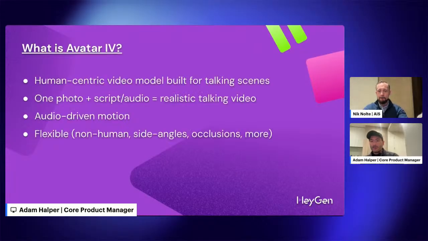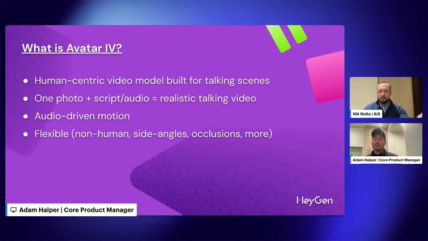So what is Avatar 4? Avatar 4 is a video generation model that we at HeyGen developed in-house, specifically designed for human-centric talking scenes. And really, I would say talking scenes because this model is surprisingly good for non-humans too. And so what this means is all you need to do is input a single photo, and then you can give it a script or directly just upload an audio, and then it will output a realistic talking video of that character in the photo speaking your script.